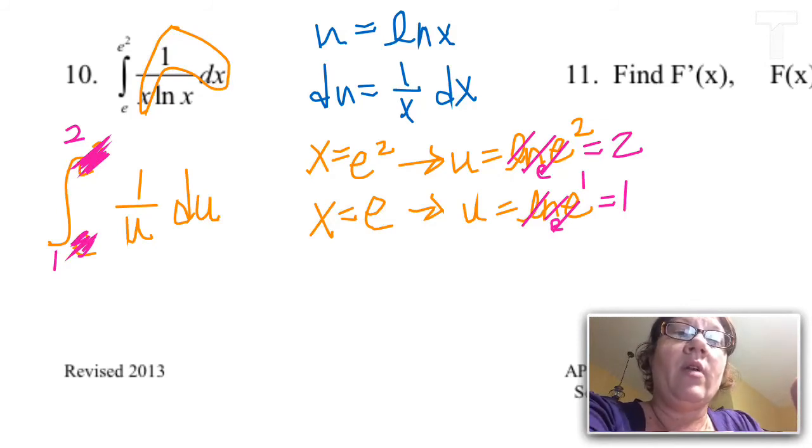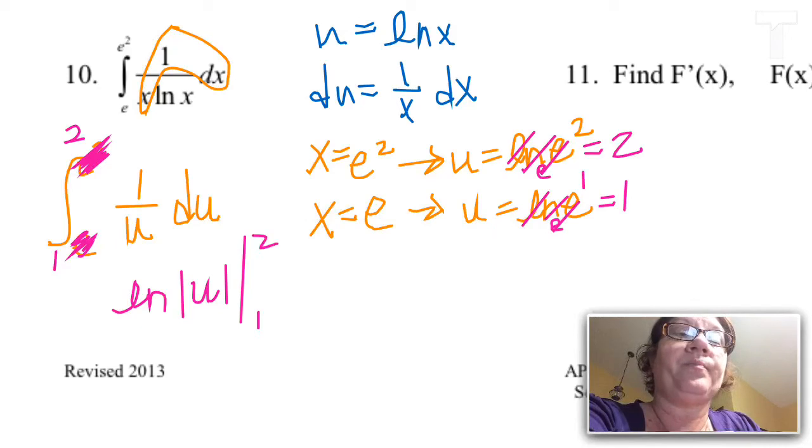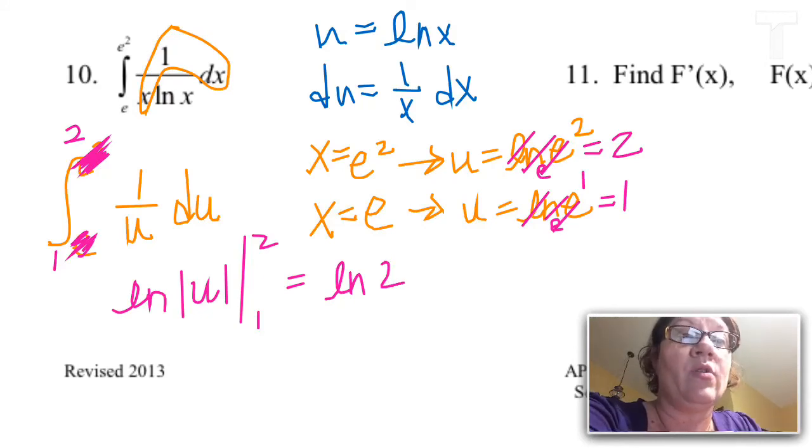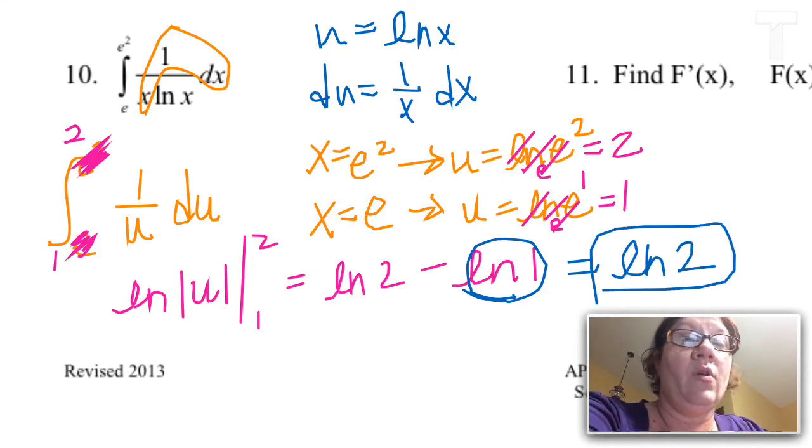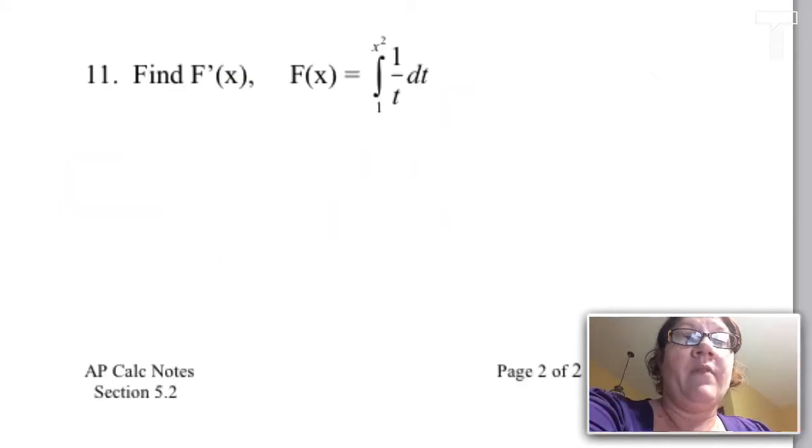So now when I integrate, I'll get natural log of absolute value of u. Remember, I don't have to write the plus c because it will just cancel out. And so when I substitute in, I'll have natural log of the absolute value of 2, which is 2, minus natural log of 1. But natural log of 1 is 0, so I'll just get natural log of 2. Cool beans.